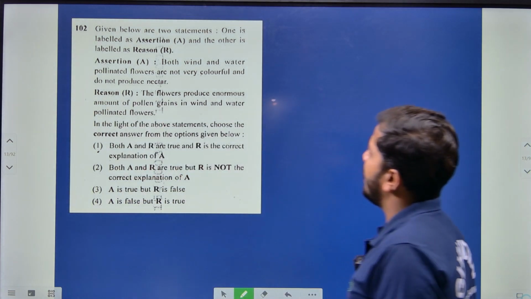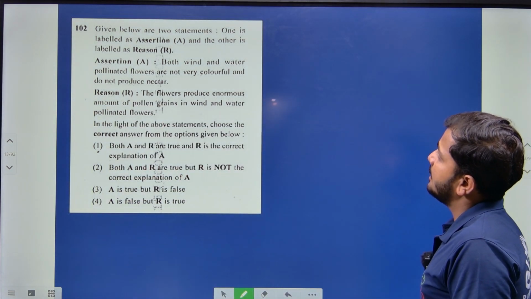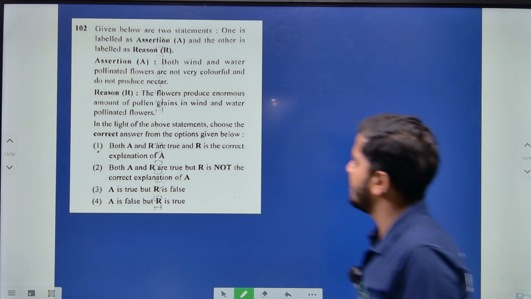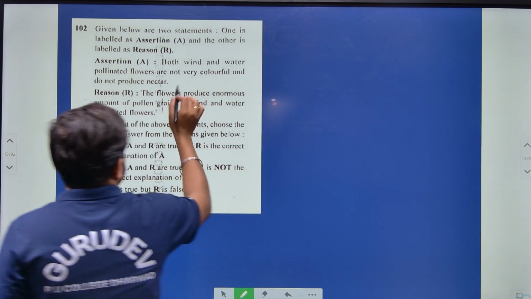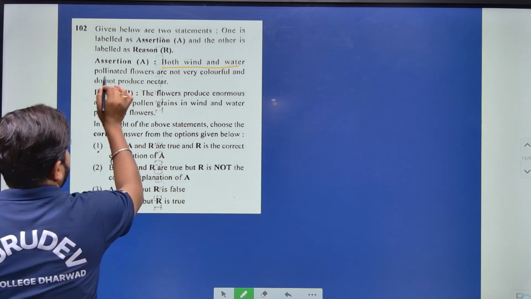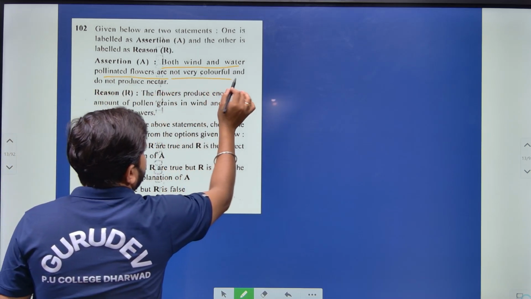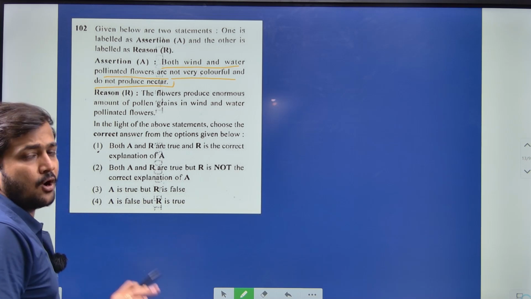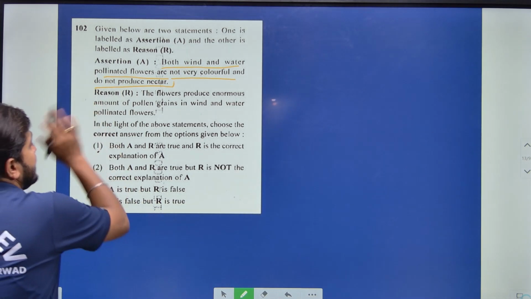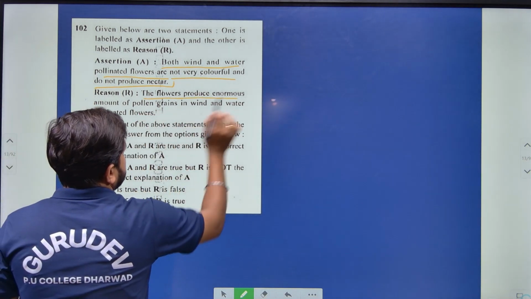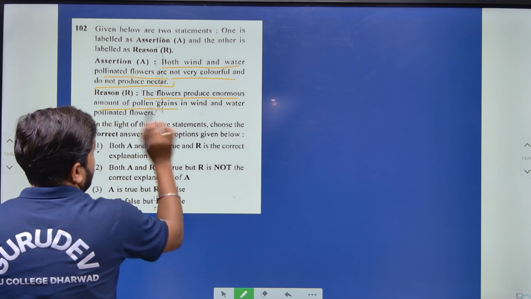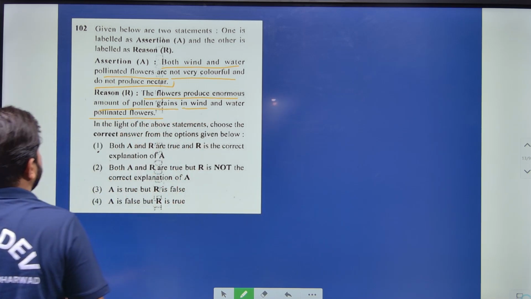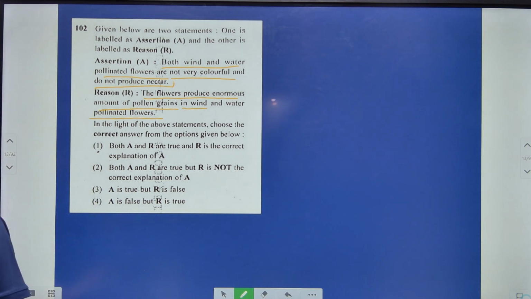Given below are two statements, one an assertion and one a reason. The assertion says both wind and water pollinated flowers are not very colorful and do not produce nectar. The reason says the flowers produce an enormous amount of pollen grains in wind and water pollinated flowers.